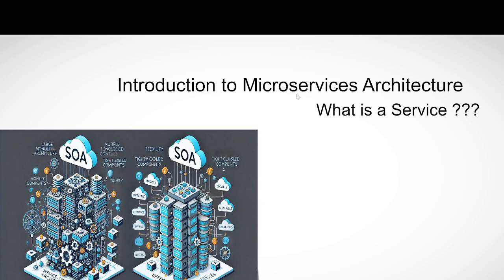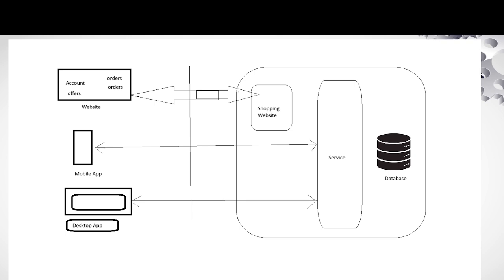Let's start off by answering the question, what is a service? A service is a piece of software which basically provides functionality to other pieces of software within our system. It provides a service to other pieces of software. The other piece of software could be anything from a website to a mobile app or desktop app, or even another service which uses another service in order to carry out a particular type of functionality. And the service basically provides functionality to these applications.